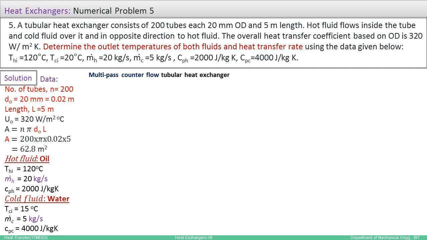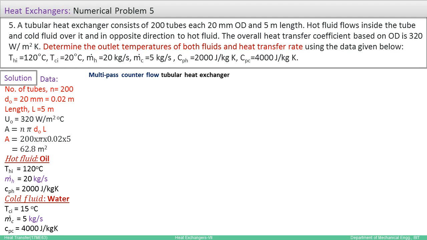Number of tubes n is equal to 200, outside diameter is 20 millimeter, expressed in meters as 0.02 meter, length is 5 meter, overall heat transfer coefficient 320 watt per meter square degree Celsius. A, that is total surface area of the heat exchanger, is equal to number of tubes multiplied by the area of each tube. Area of each tube is pi d naught into L. So that is calculated there itself.